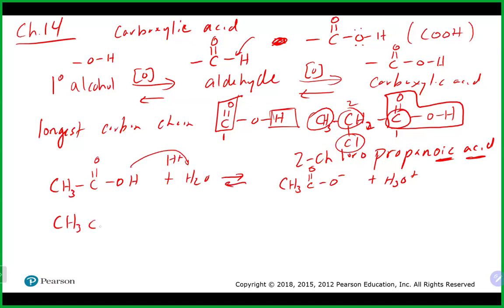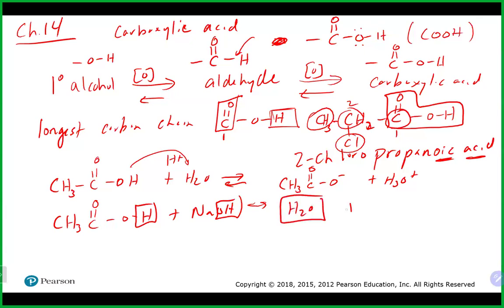Also, it can react with a strong base. And again, from our strong base OH and our H, we'll make our H2O. And then basically we'll make this salt, which again is an ionic compound, where the sodium would be attracted to the negative group. So these are a couple of those reactions that they can do.